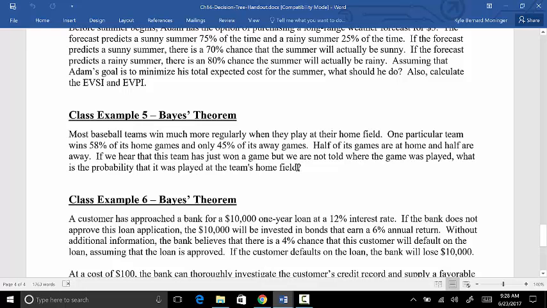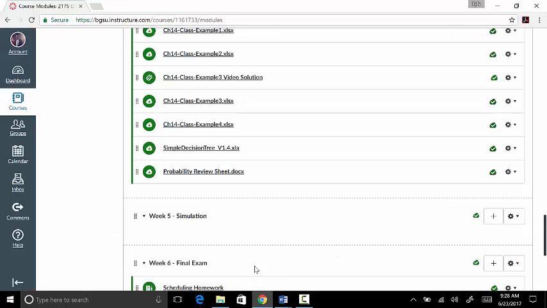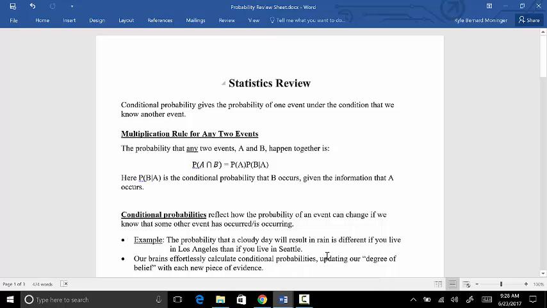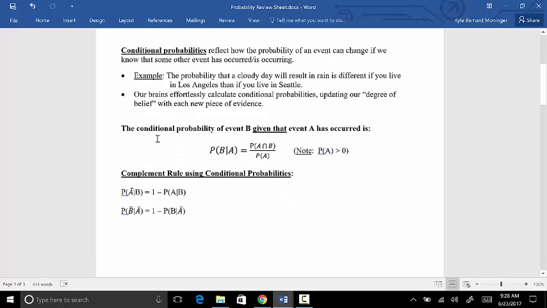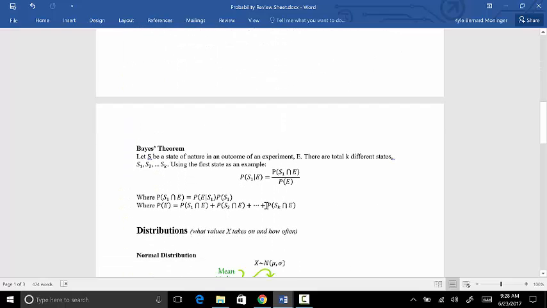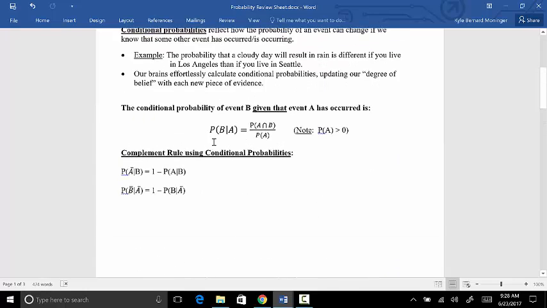Go ahead and read through it. Because it relies on some statistics content that you should have learned in a previous course, on Canvas I uploaded a file for a probability review sheet. So before jumping into this problem, go ahead and review this handout down to Bayes' theorem. We're going to be using a lot of this notation and a lot of these rules.